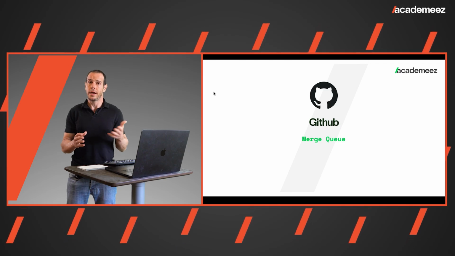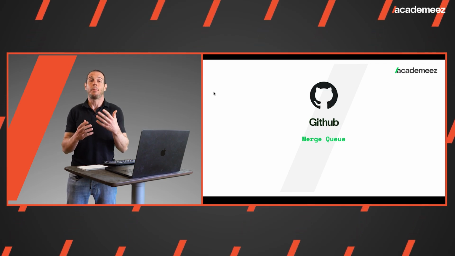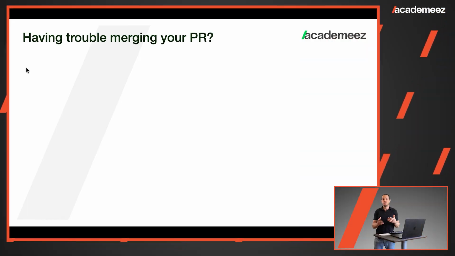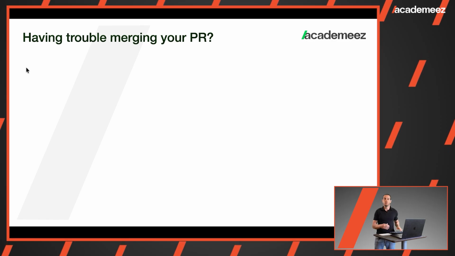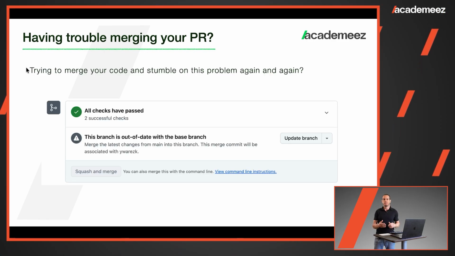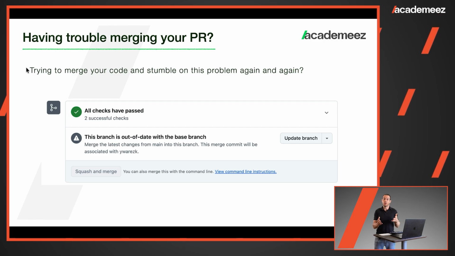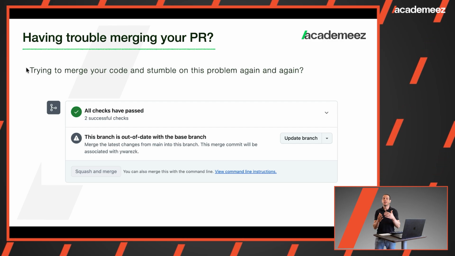Before we dive into what is merge queue, let's discuss a big problem that the merge queue is trying to solve. Let's say you are writing a PR and you want to merge your code to the main branch. If you're working with a team of developers, you probably noticed that you go to your PR page and you want to merge your code, but you stumble on this message, which tells you, hey, you cannot merge your code because you have to first run the checks on the latest main.